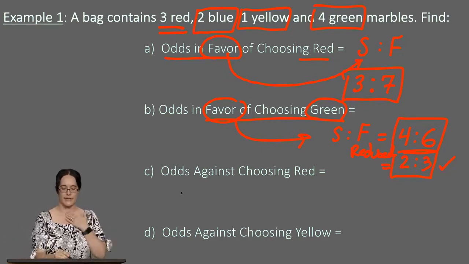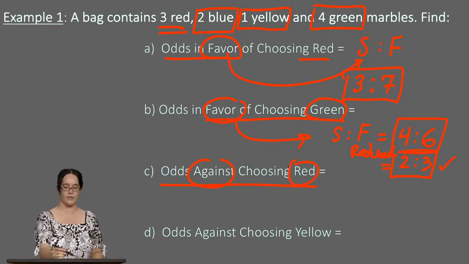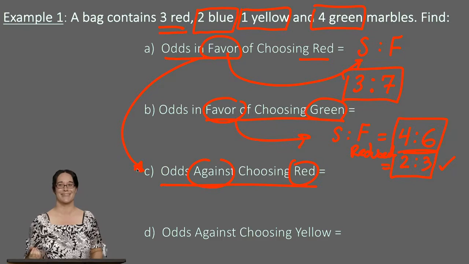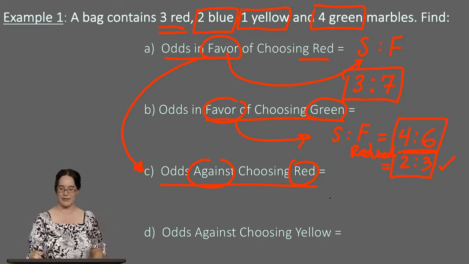What about the odds against choosing red? Do you have to do any work there? I hope not. Because if you already have the odds in favor of getting red, what do I need to do to get this answer? That's right, just flip them. So failure to success in this case would be 7 to 3. So the odds against getting red was 7 to 3.